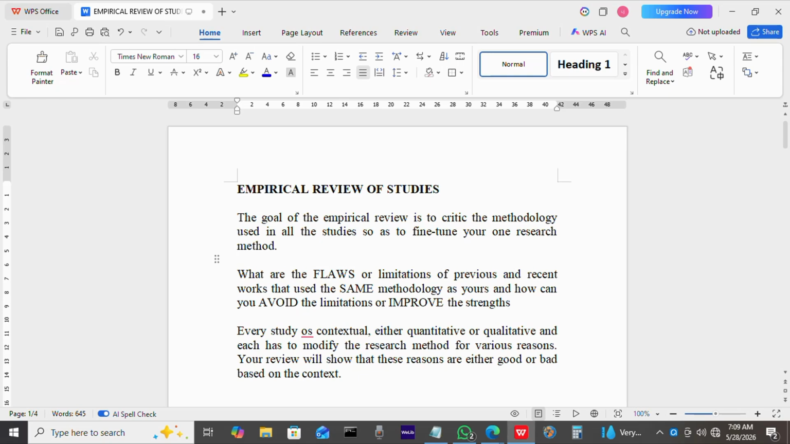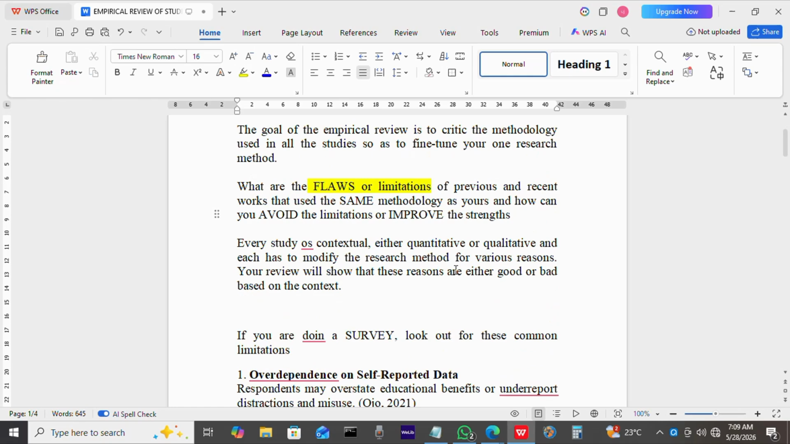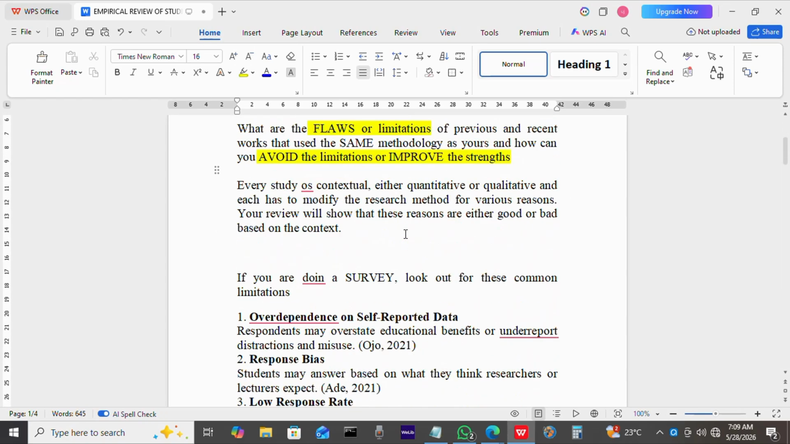If you're using focus group, if you're using photo voice, if you're using any type of research method, your idea is to critique what are the flaws and limitations of the previous studies. That is what you're supposed to do. The idea is that so that you avoid these limitations and improve the strengths in your own work. So that's the goal of empirical review of studies.